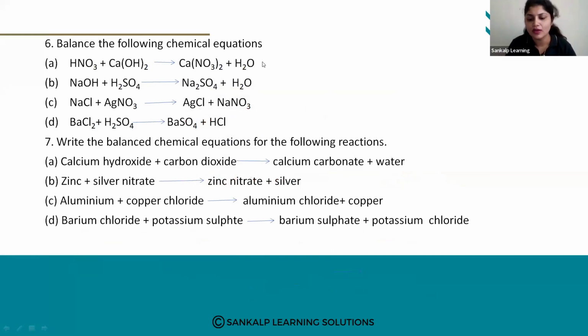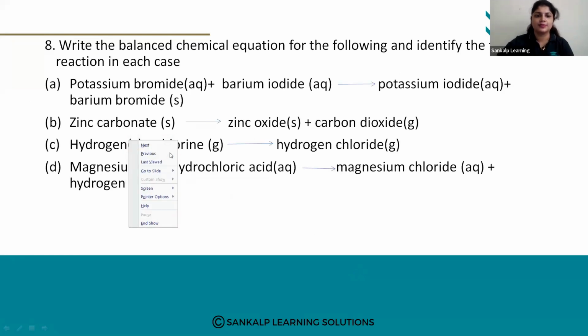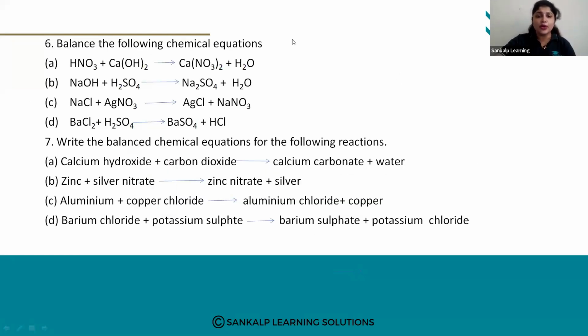Next question. So now you need to balance the following chemical equations. These are the chemical equations you have to balance. Now I want you all to balance this chemical equation. One of you take A, B, and C, one each, and then you can solve it. Who will take A? You have to balance the following equations.